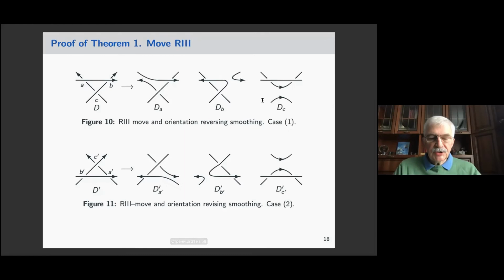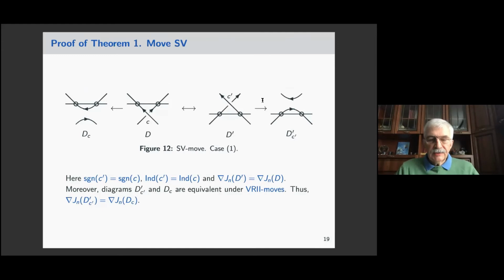And the last move which you need to check, this semi-virtual move, is related to two virtual crossings and one classical crossing. So the move is from D to D prime, and we have crossings C and C prime, and we consider, for this kind of orientation of H, smoothing at point C and point C prime. It is easy to observe that these two diagrams are equivalent.